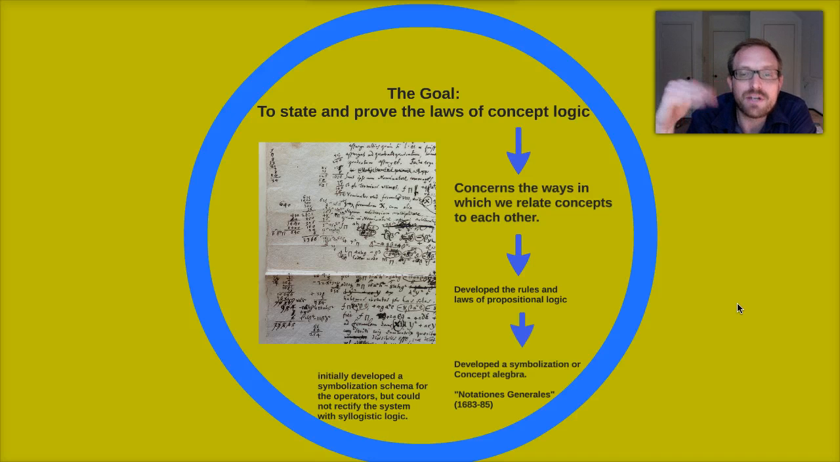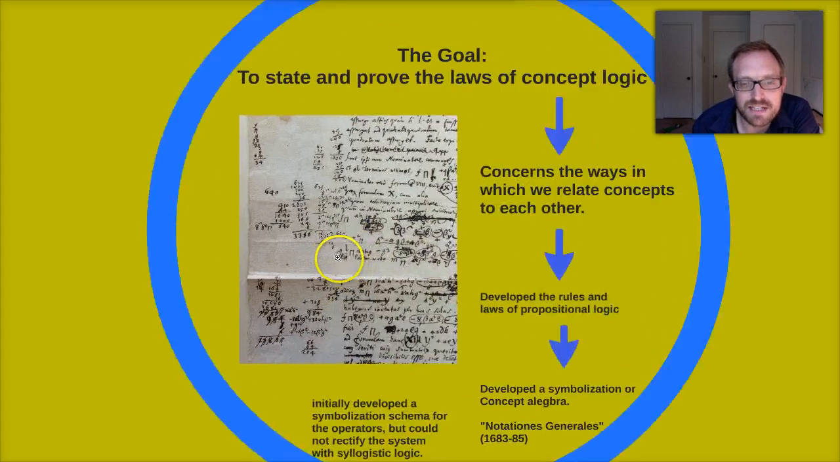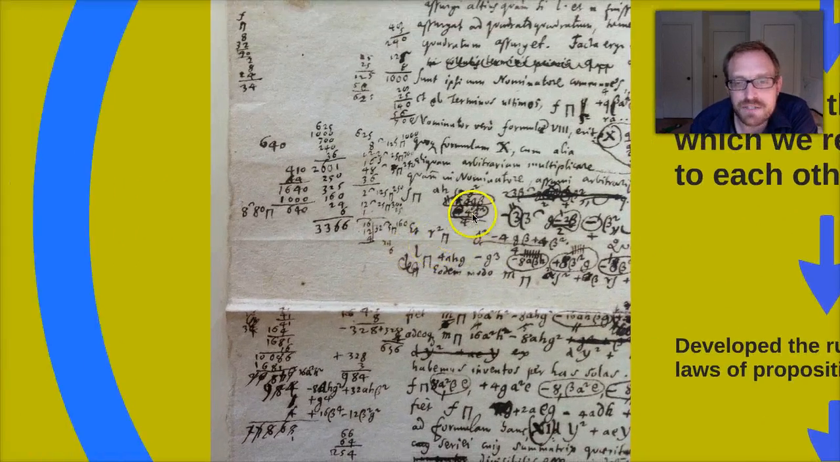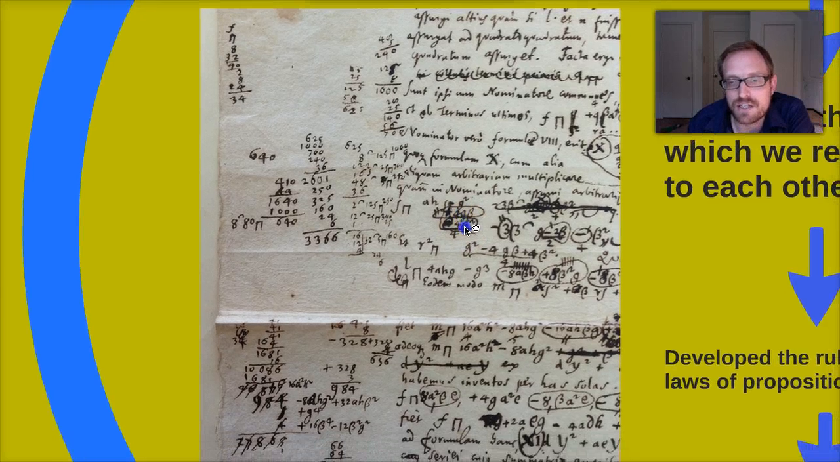And so he actually went as far as to develop a symbolization for this concept algebra. It comes from the Notations Générales of 1683 to 85. Forgive my lack of accent there. I have a picture of it. Let's see if we can zoom in. You can take a look. This is actually Leibniz's notes here on the concept logic. It's hard to tell what's going on here, but I will point out some of the things. So this X with a circle here, and he also has a negative and a plus.